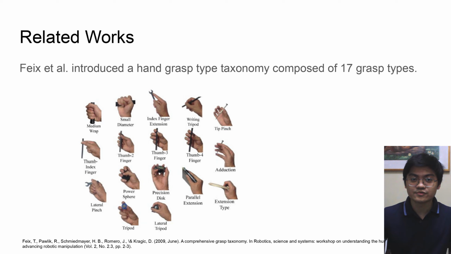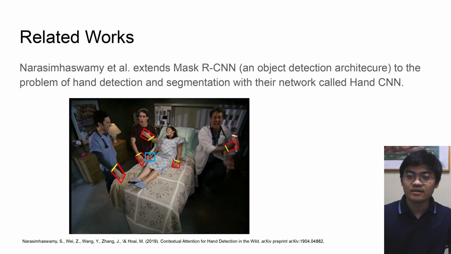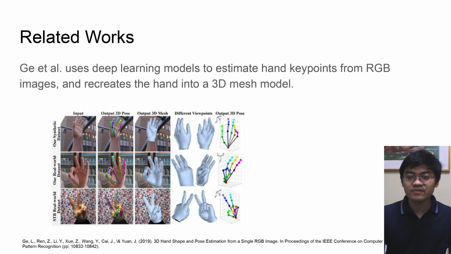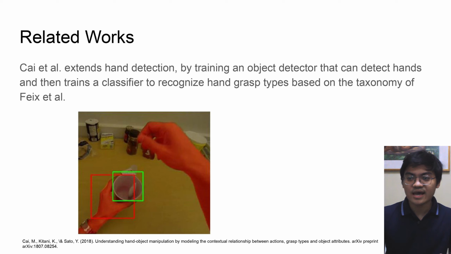Fix et al. introduced a hand grasp type taxonomy composed of 17 different grasp types. Narasimhaswamy et al. extends Mask RCNN to the problem of hand detection and segmentation. G et al. uses deep learning models to estimate hand key points from RGB images and recreates the hand into a 3D mesh model. Kai et al. then extends hand detection by training an object detector that can detect hands and then classify them into hand grasp types based on the taxonomy developed by Fix.